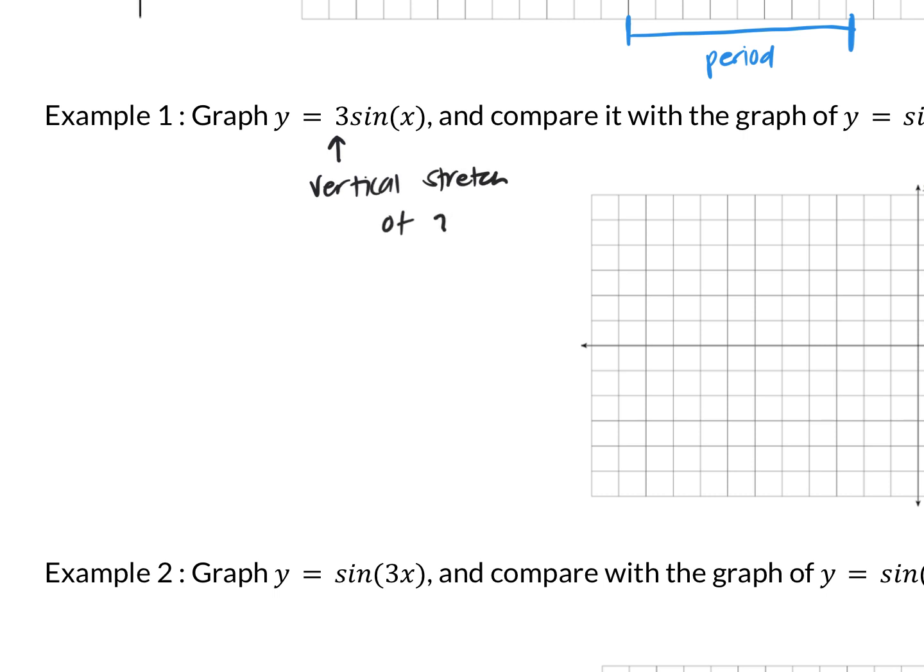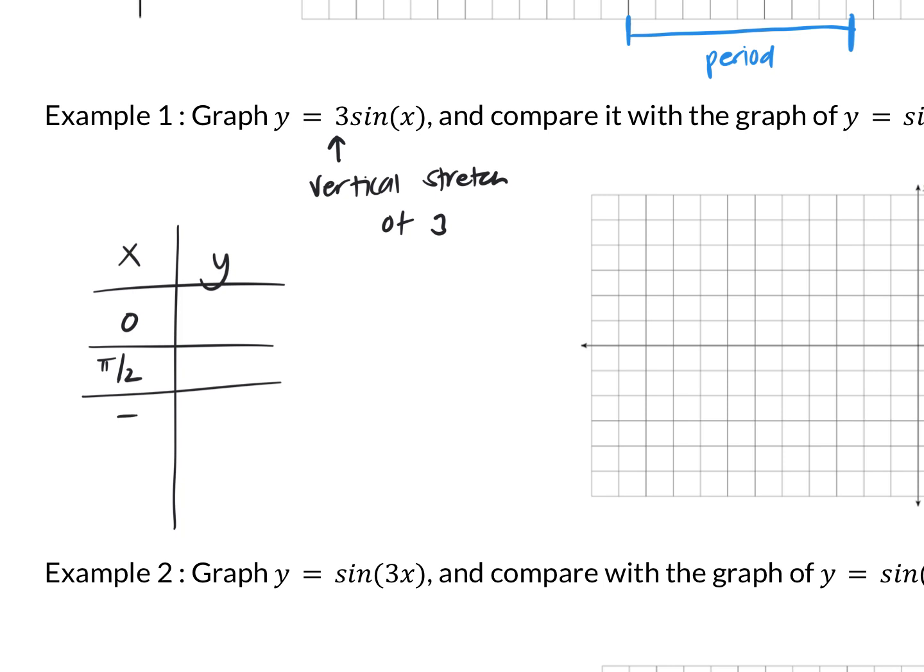Of 3. Now, if I'm stretching something, is that going to affect my x values or my y values? My y values. So my x and y points are going to be the exact same, except the y is going to be stretched by 3. So we're going to multiply by 3 whatever my y value was originally. My x values we're going to continue the same: 0, pi over 2, pi, 3 pi over 2, and 2 pi.